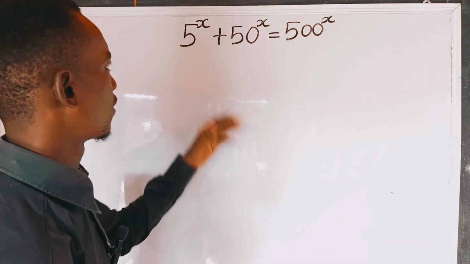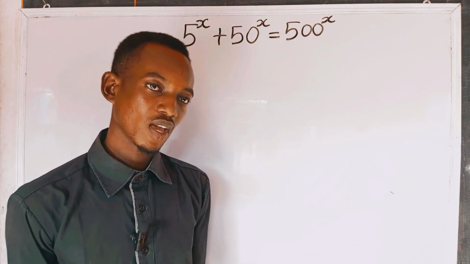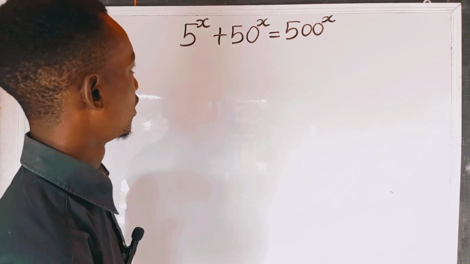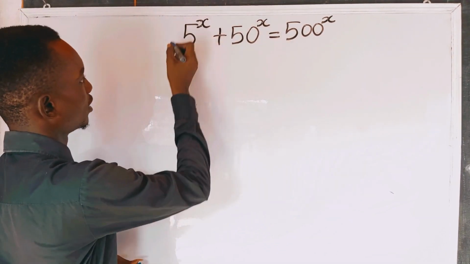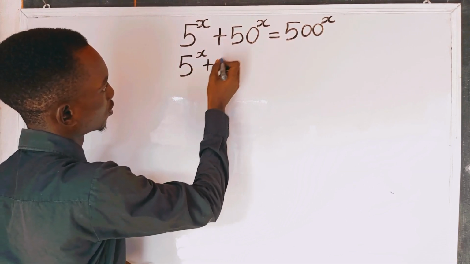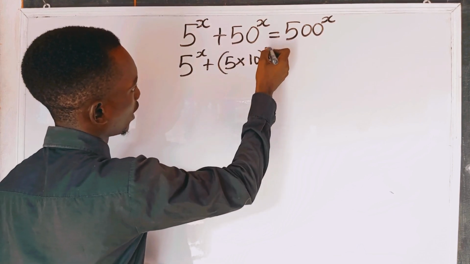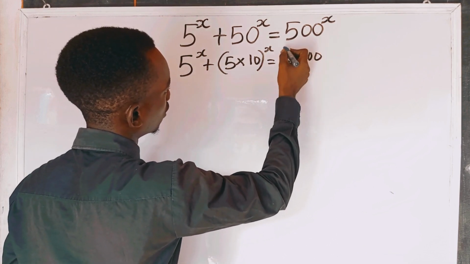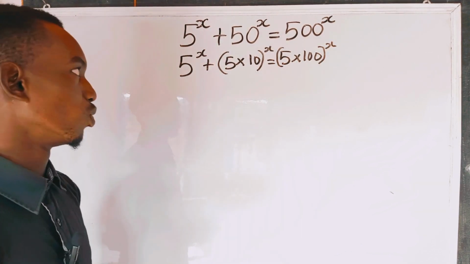We can see that these three numbers here are multiples of 5. Okay? That means I can extract 5 from them. Let us try to do that first. So, I can say that this is 5 to the power of x plus 5 times 10 to the power of x equals 5 times 100 to the power of x.